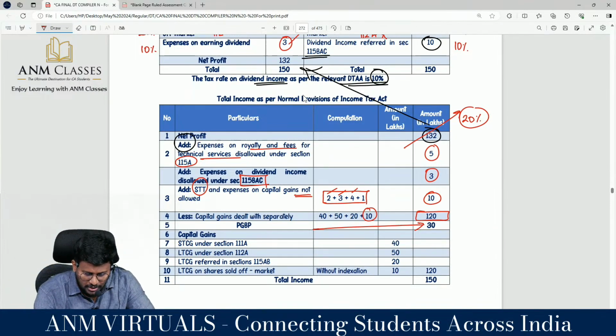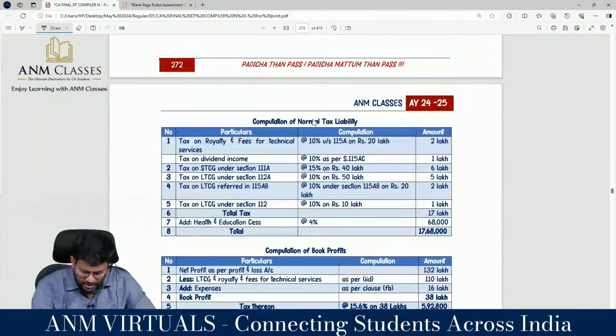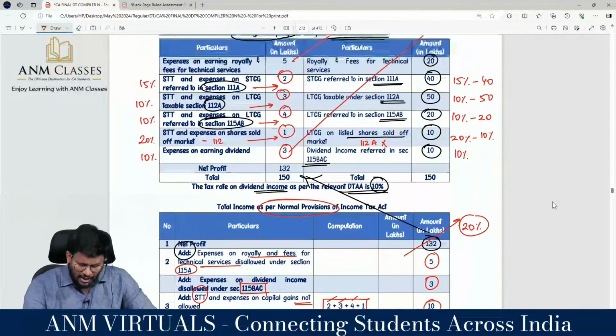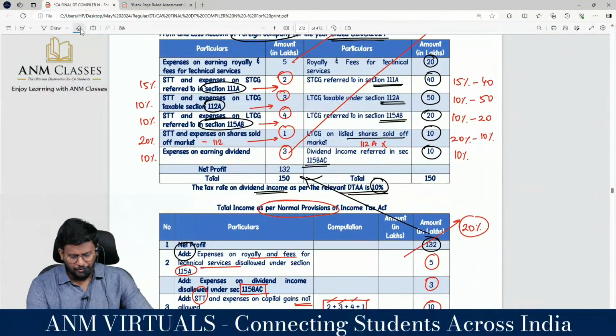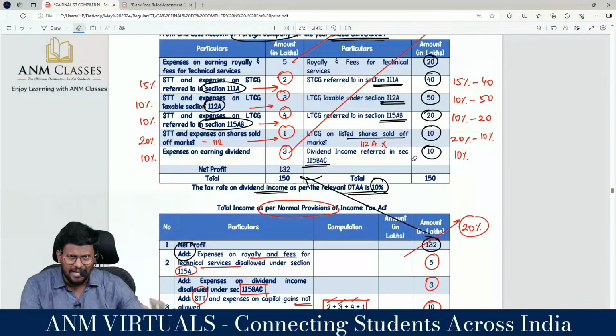So here total income as per the normal provisions I am doing first. Okay, sir. Super, sir. Then after normal provision I will be doing the normal tax liability. After normal tax liability I will do the book profit. Super, sir. So I have taken net profit. In normal route, PGBP income will not cover the capital gain income.